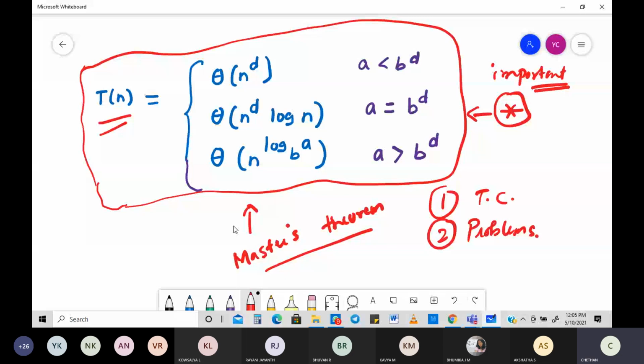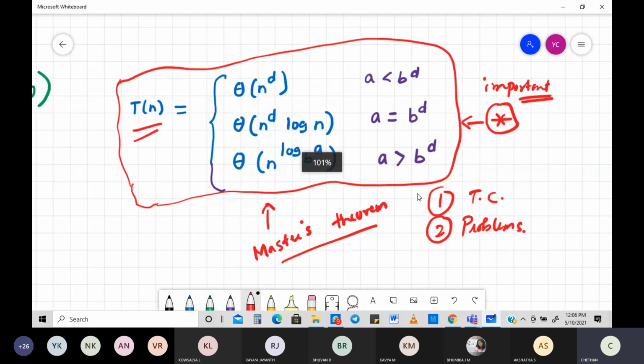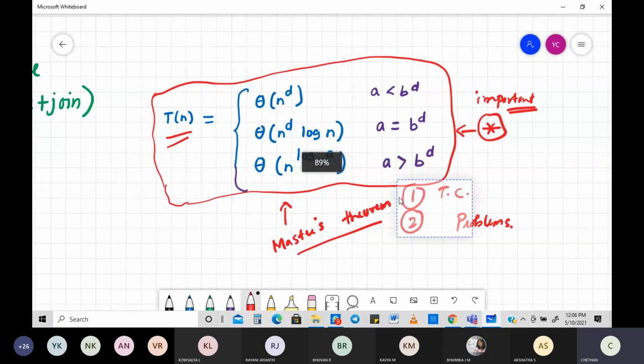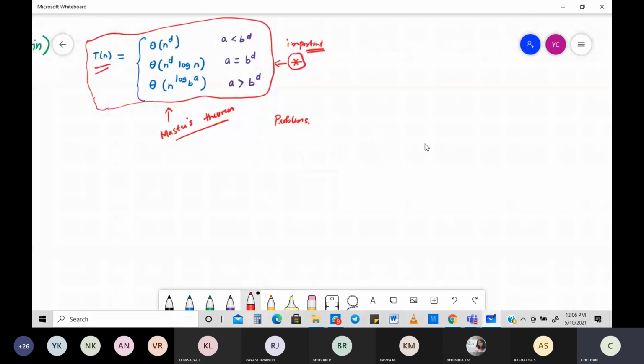Based on this, we are going to find out the time complexity of the divide and conquer technique. How we are going to find that out is the most important part now. So let's do that. I'm just going to move this a little bit here. Now I'm going to find out the time complexity of the divide and conquer technique using what is known as our Master's Theorem.